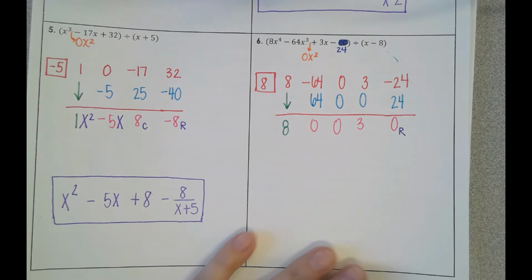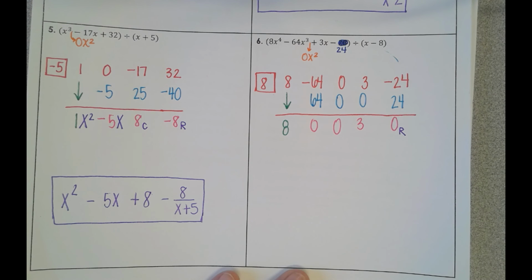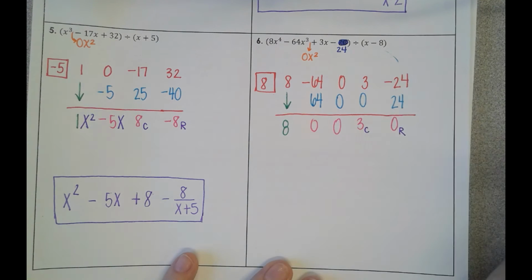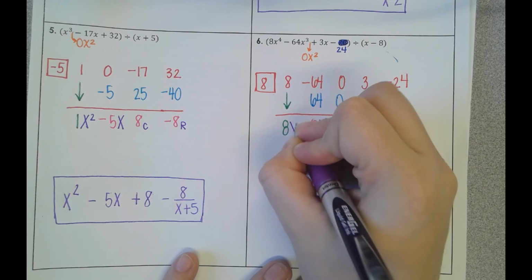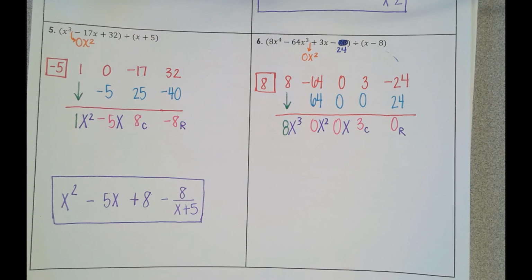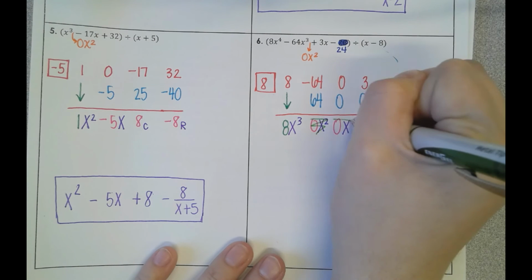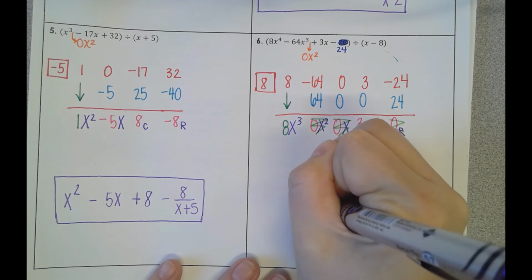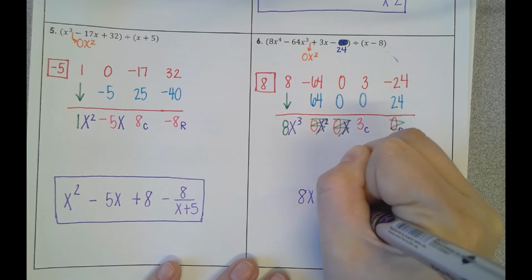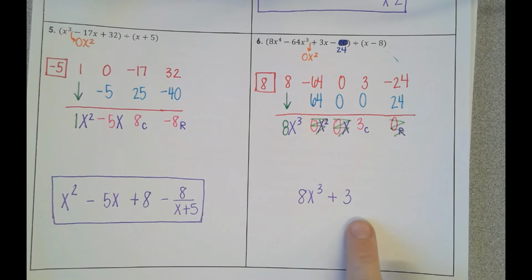So the last one is the remainder. Constant, x squared, and this time we have an x cubed. What would you do, like, so plus 0? If it has a 0, you don't have to write that at all. So we only have to write 8x cubed plus 3.